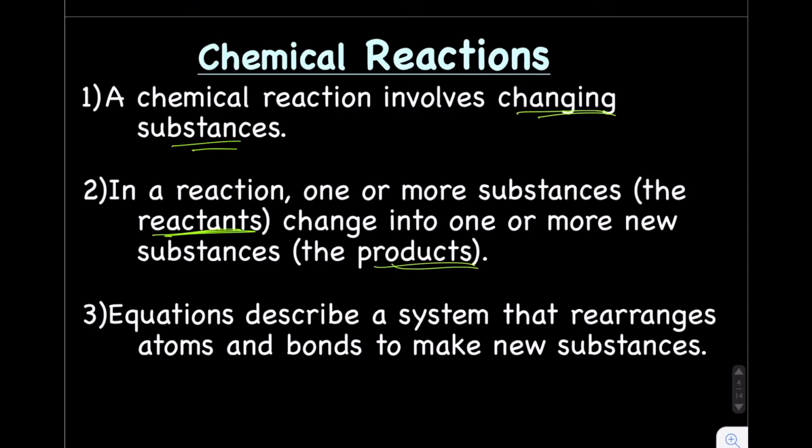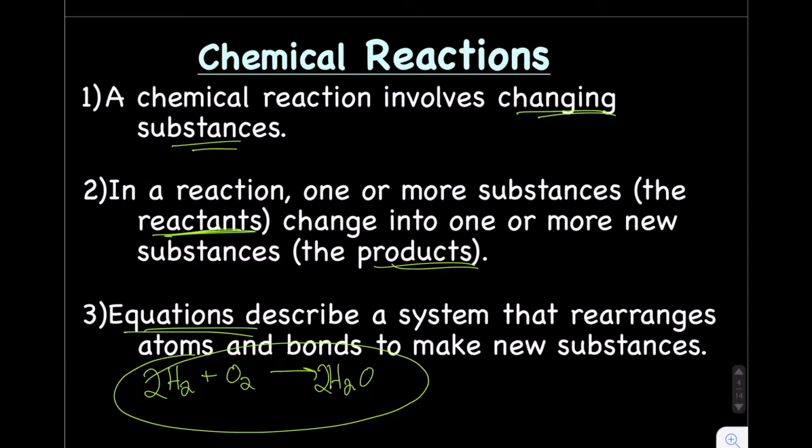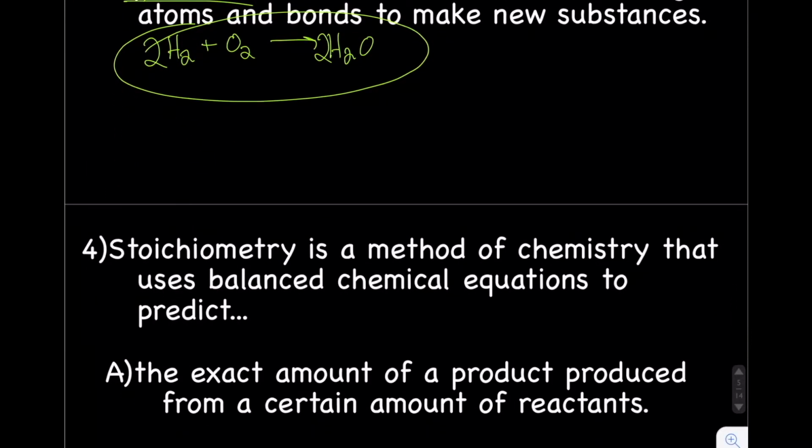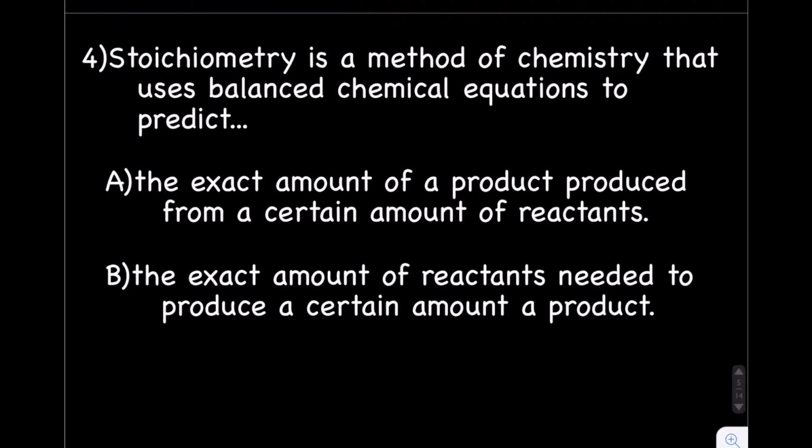And an equation is what we use to describe the rearranging of atoms and bonds to make new substances. So for example, H2 plus O2 producing H2O, which means we need a 2 here and a 2 here. So this that I wrote down is the equation. The reaction is the process of hydrogen molecules and oxygen molecules getting together and making a water molecule. So this is how stoichiometry and reactions go together.